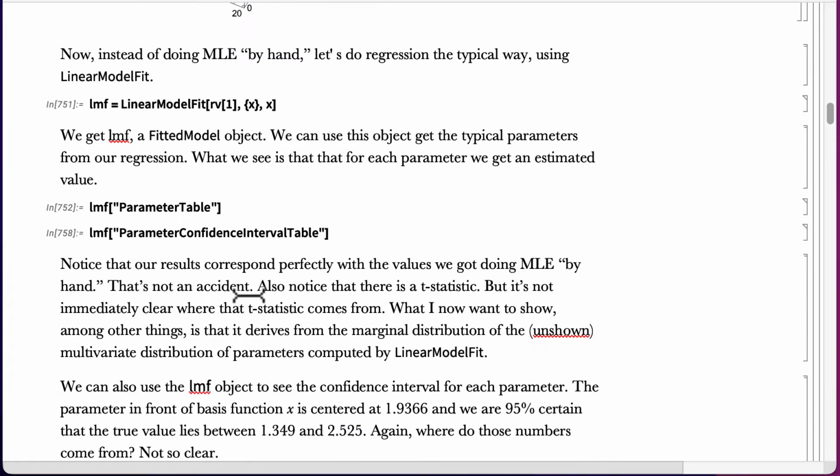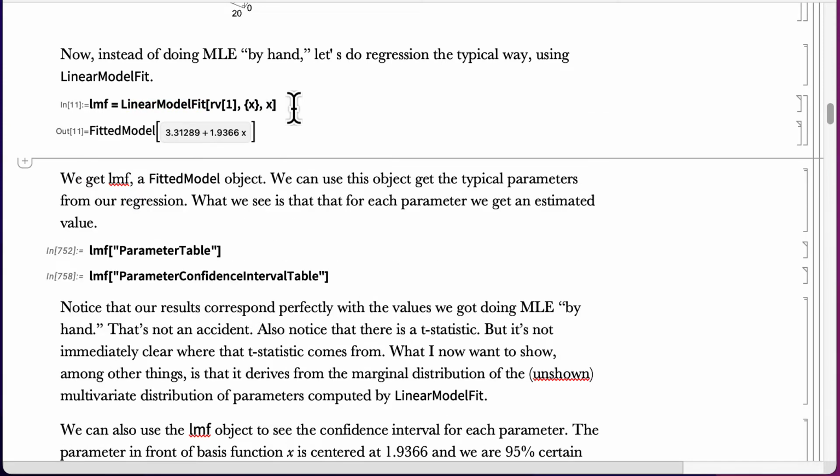Okay, but now, instead of doing maximum likelihood estimation by hand, which is sort of what I did, let's do regression the typical way in Wolfram Language using LinearModelFit, which we have studied elsewhere in the course. So here's our data. Here's our basis function. It's assumed that there's another basis function 1. I could have added in, but I'm not going to do so because it's assumed to be there. And then our independent variable is simply x.